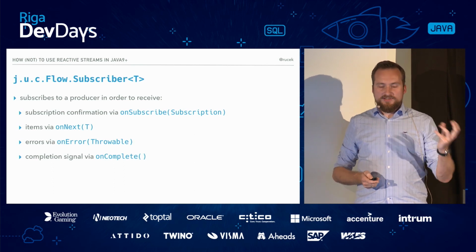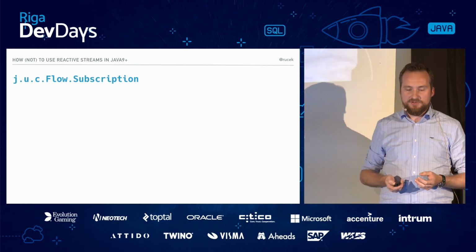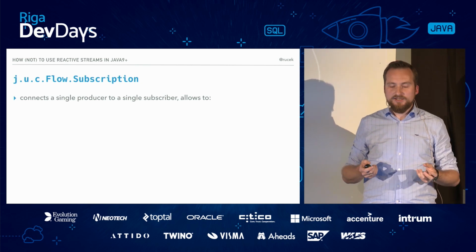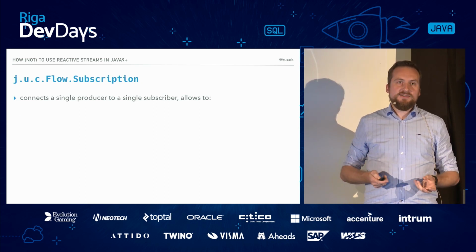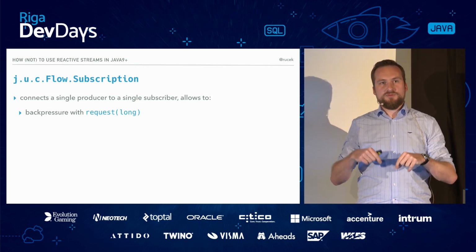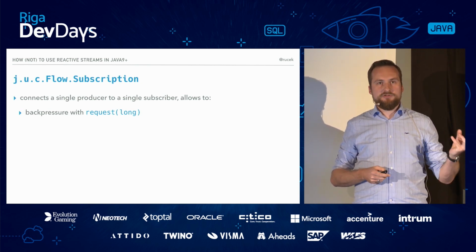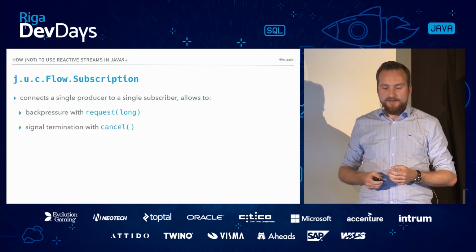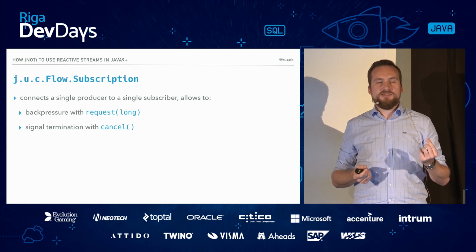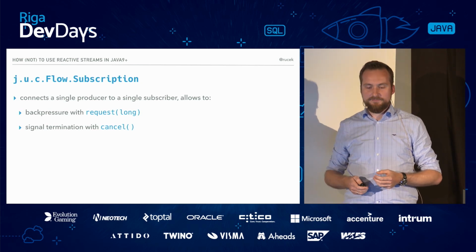Having a producer and a subscriber, we need some kind of link between those two. This link is called a Subscription. A subscription basically connects a subscriber to a publisher, and it allows you to do two things. First of all, it allows for backpressuring. The subscription is the place where the actual backpressuring takes place, and for this we have the request method, which can request an arbitrary number of elements from the producer. Then, as it is a link between the producer and the subscriber, we can also use it to cancel the subscription, to say that we don't want any more data.